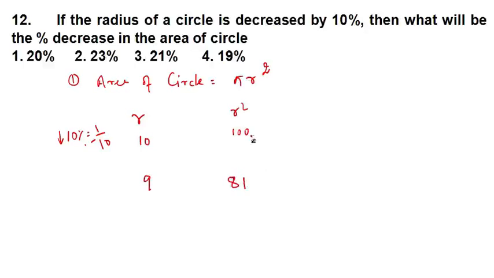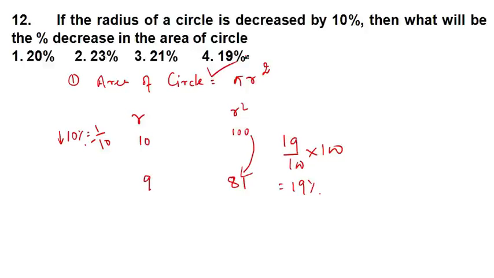So guys, you see here is a decrease. From 100 it got decreased by 19. On what number it got decreased? On 100. To make it percentage, into 100, means 19%. There is a decrease of 19%, means option 4.